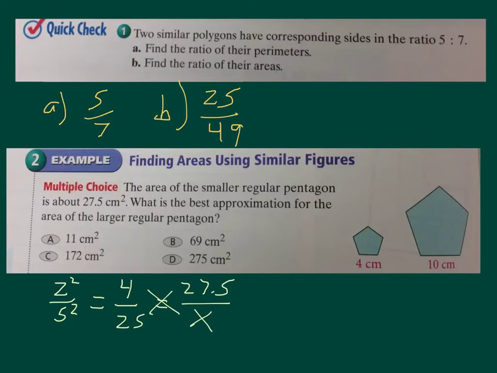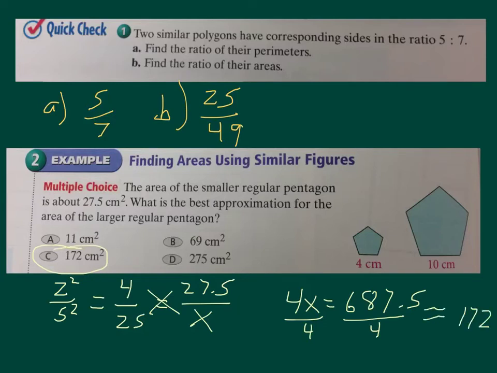So you're going to get 4x equaling 687.5, and you divide both sides by 4, and x is approximately going to be 172, which would then be choice C. That's approximately 172 when you divide that by 4.